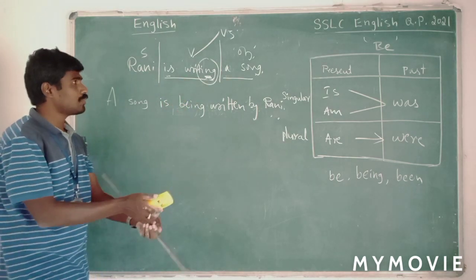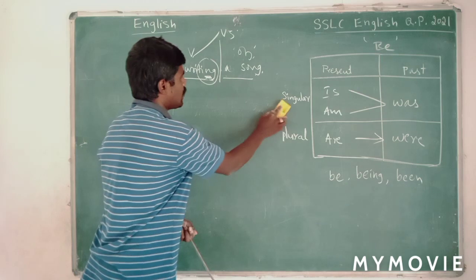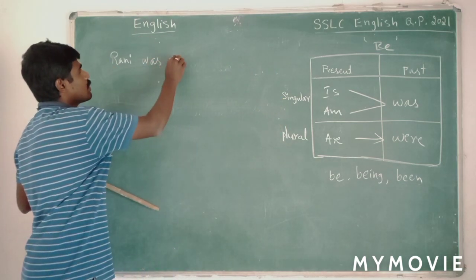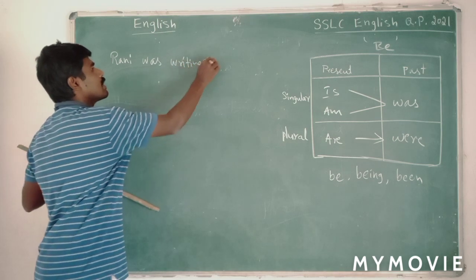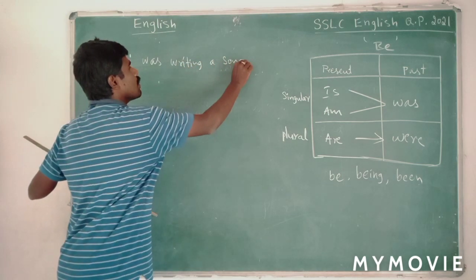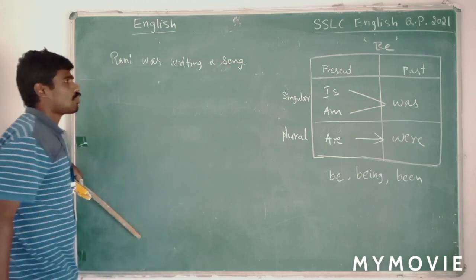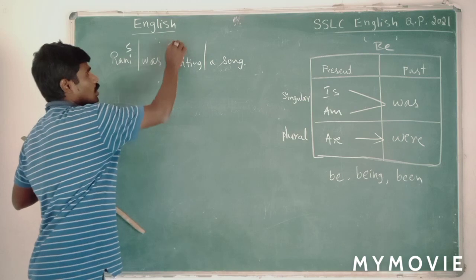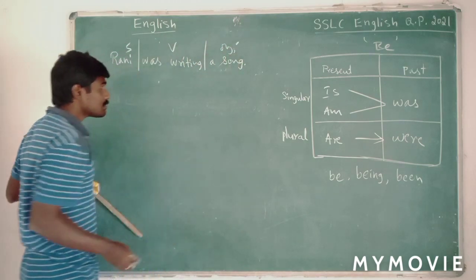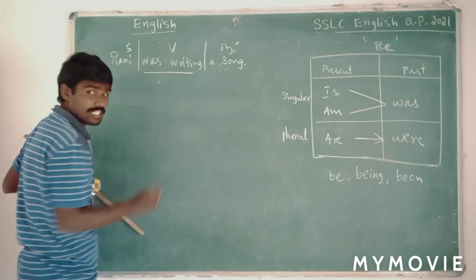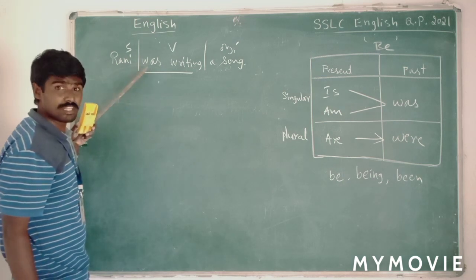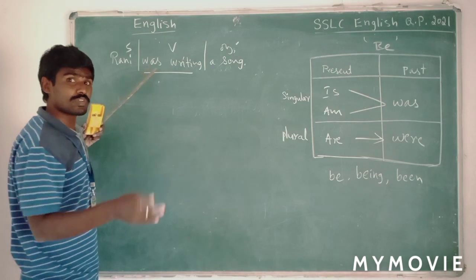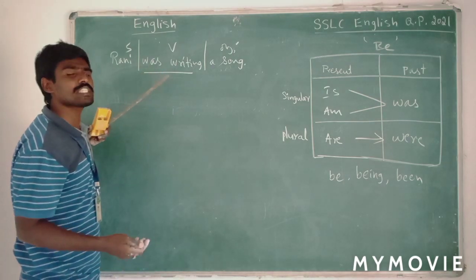Right? Now we will take one more example. Rani was writing a song. Rani was writing a song. The same, we have to break the sentence. Subject, verb, object. Now we have to find out the tense of the sentence. It is in past tense because of was writing. In the past it was happening, right? So past continuous, it is past tense.